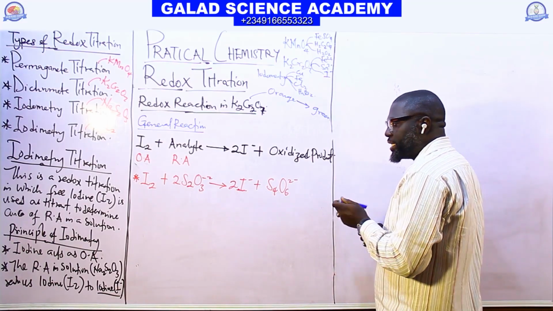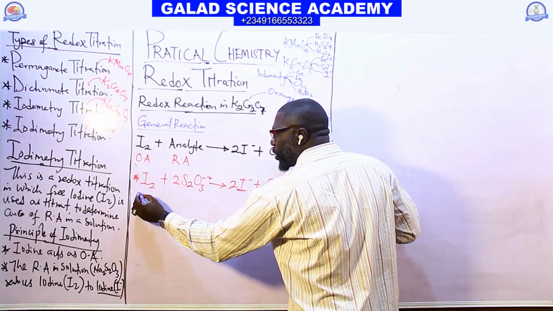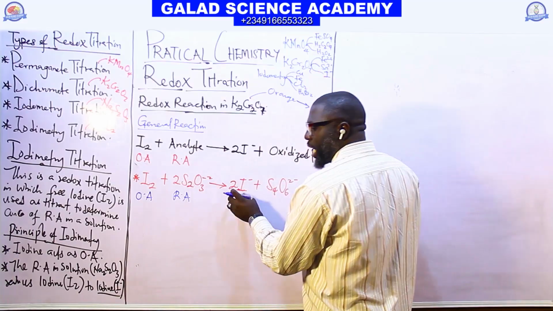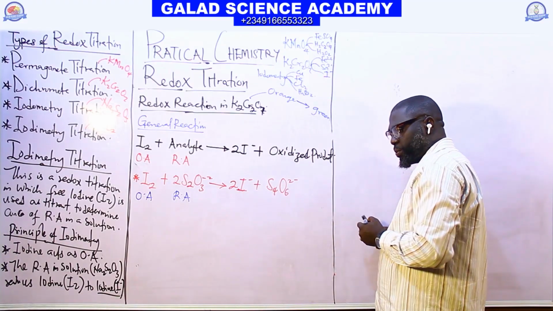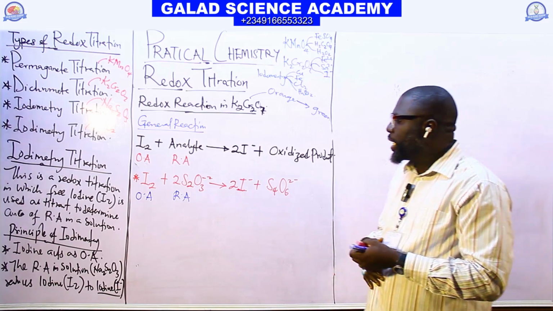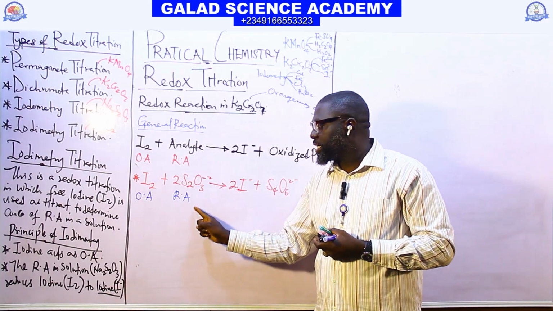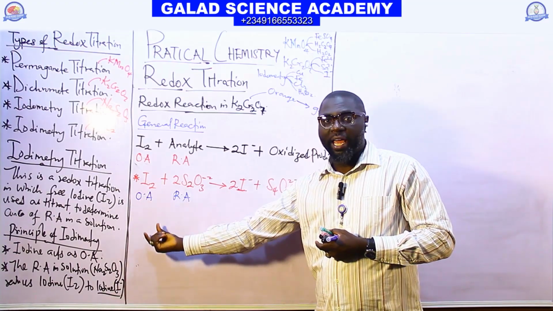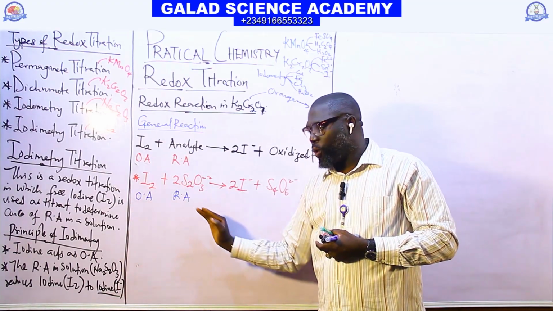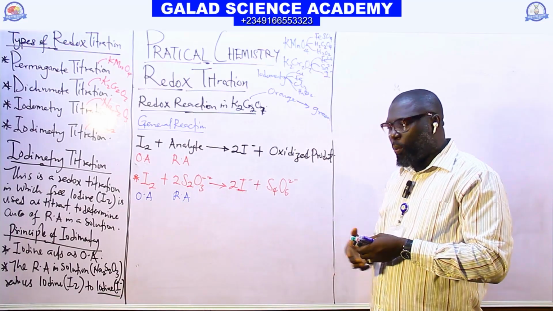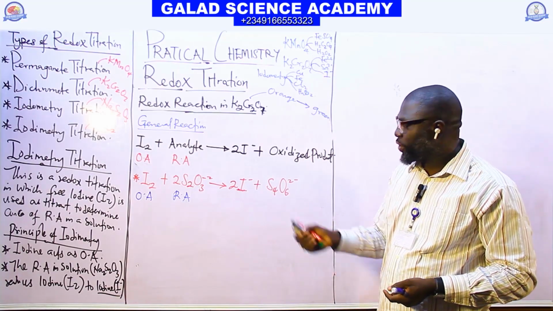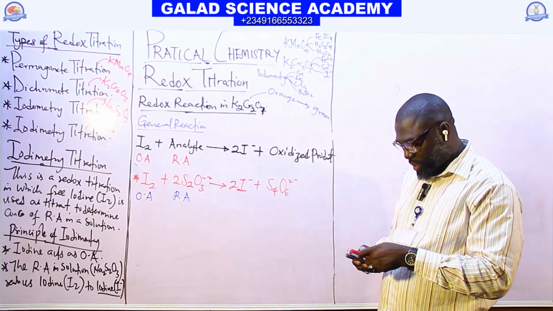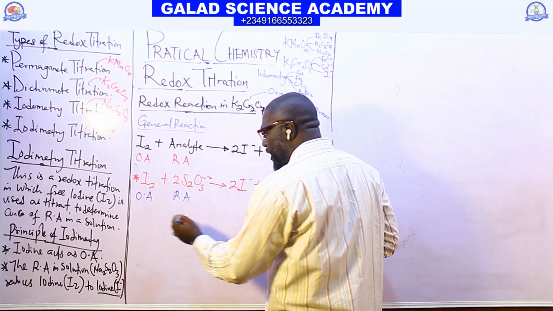And don't forget, this is the oxidizing agent. This is the reducing agent. This is the iodine, and this is the reduction product form. When the sodium thiosulfate serves as analyte and is titrated with iodine directly, this is iodimetric. But what kind of indicator is used in iodimetry? We can use starch as indicator.